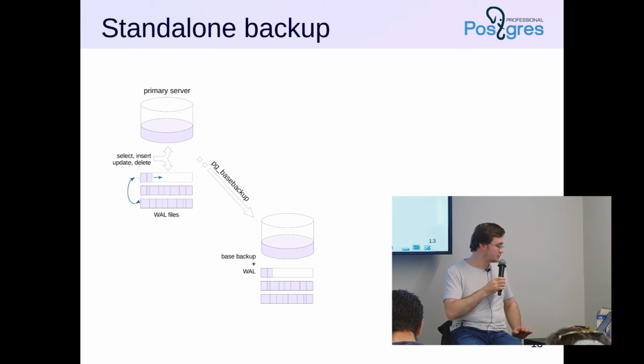Here are some pictures. Here we have a database, the primary server. Here is some data. These are WAL files. They consist of records and they are replaced.